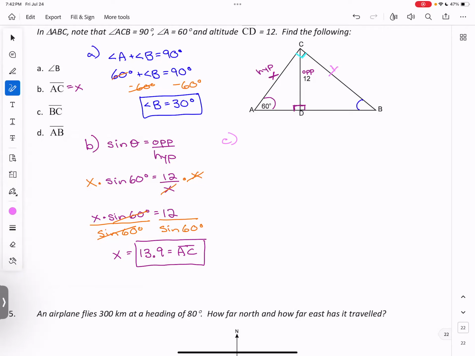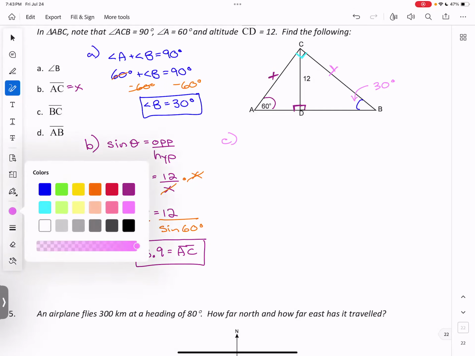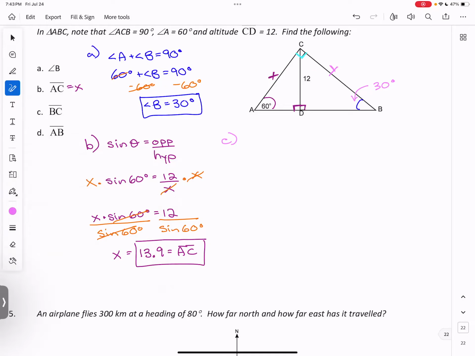Well, I think we're going to have to use the fact that angle B is 30 degrees and consider the right angle triangle on the right-hand side there. Relative to that 30 degrees, maybe I'll just erase this opposite and hypotenuse from earlier. So relative to that 30 degrees, the 12 is my opposite side, and the y is my hypotenuse. So we can once again use the sine ratio.